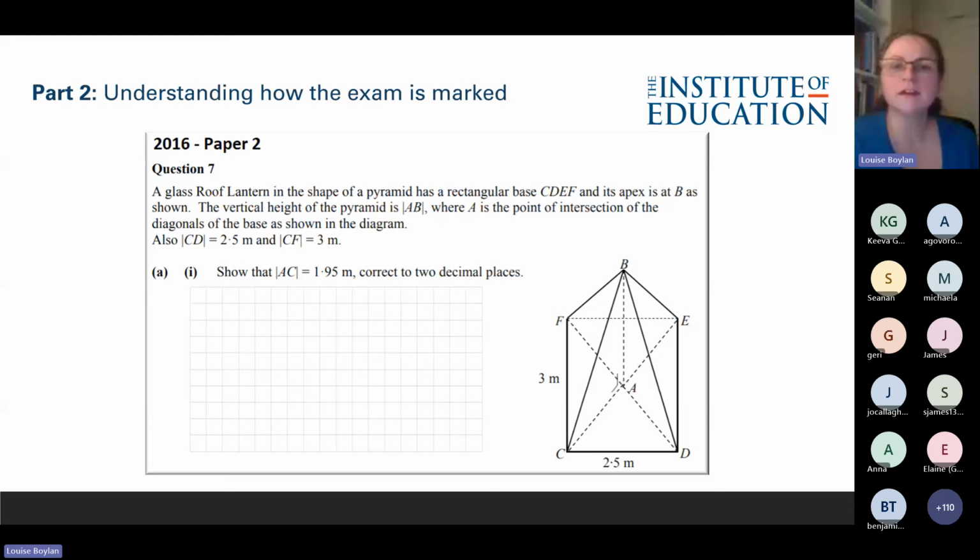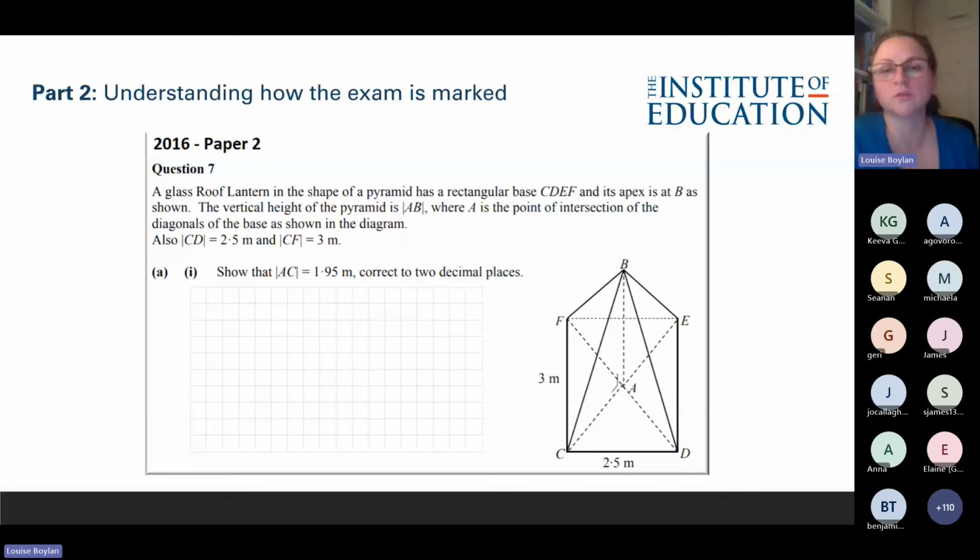So if they ask you to show that X is 2, pretend you don't know that X is 2, work out what X is, and bang, your final answer should be X is 2. So they're telling you the answer so that A, you know you're correct, and B, so that you can carry on the number to the next part if you couldn't work it out in the first part.